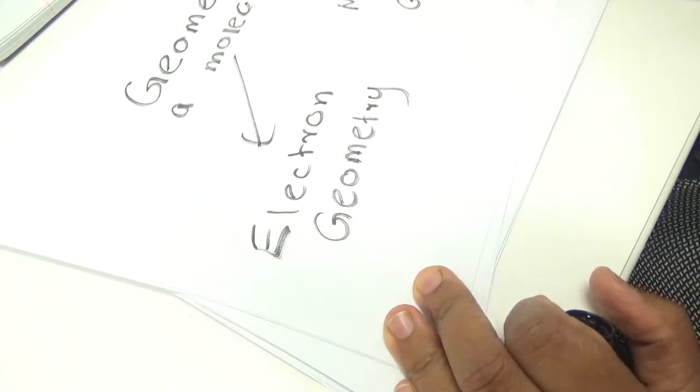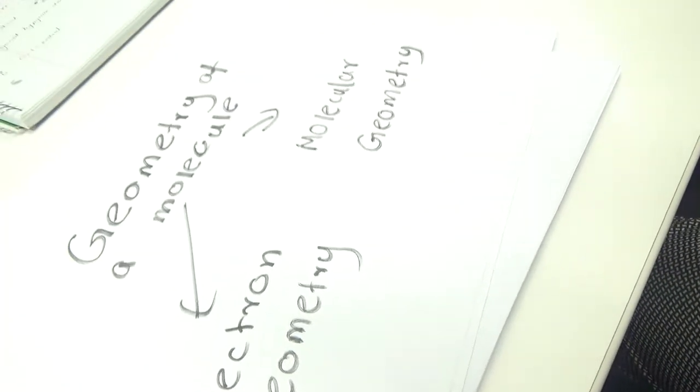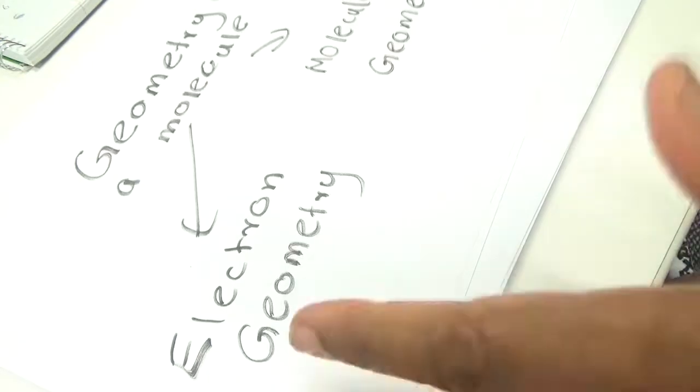Let's see what the difference is between electron geometry and molecular geometry. In both geometries, you need to identify the electron domains around the central atom. So the first step is you need to know how to draw a correct Lewis structure.